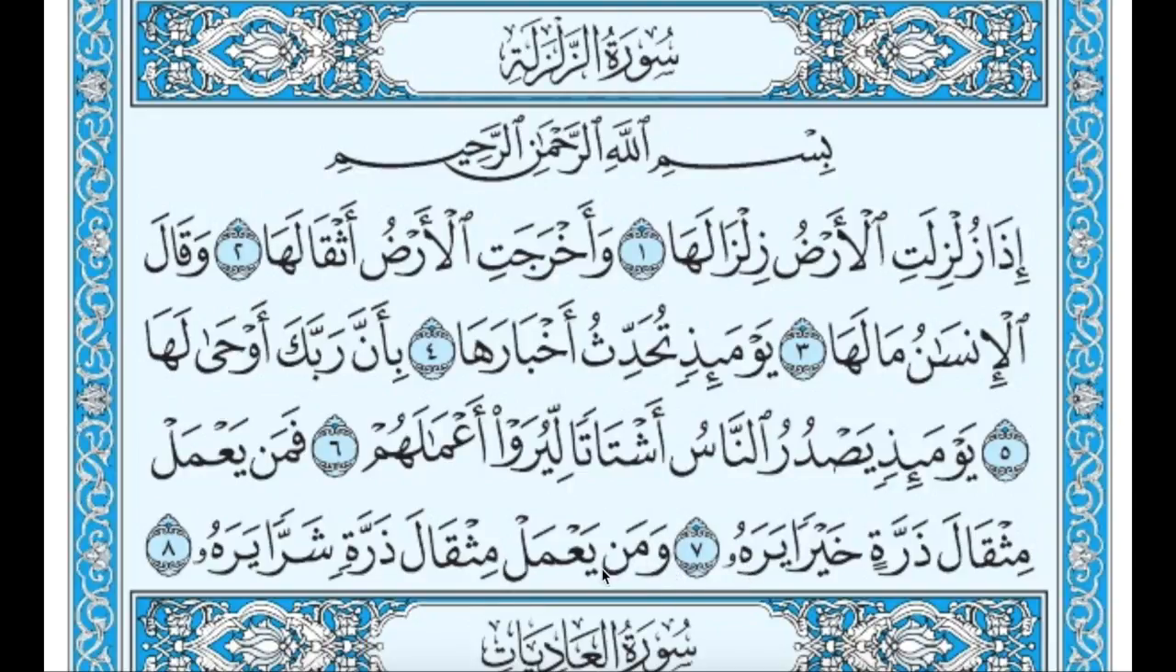Wa man ya'mal mithqala dharratin sharran yarahu. All right, and again, this is pretty much the same words. The meaning is, and whoever does an atom's weight of evil, shar. This word shar here is evil. Yarahu, he will see it. This ha here being the suffix pronoun of it. All right, whoever does an atom's weight of evil will see it.